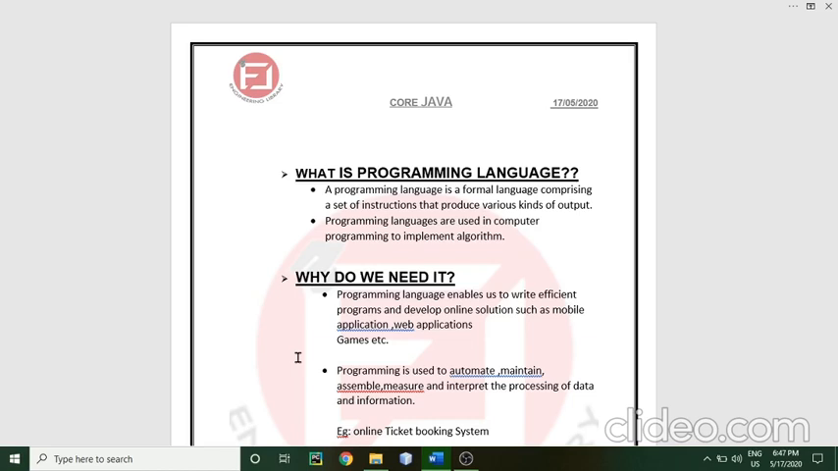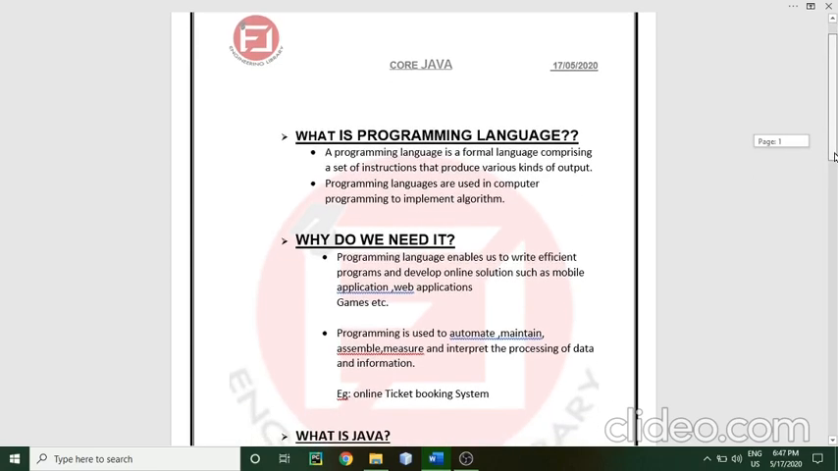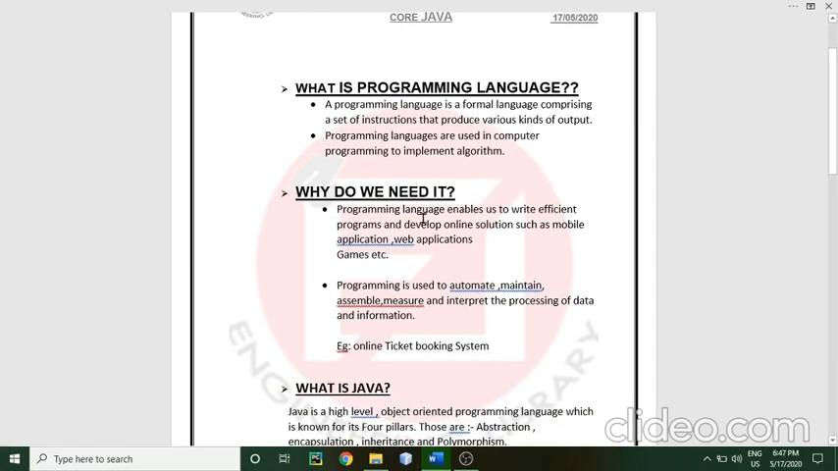What is a programming language? A programming language is a formal language comprising a set of instructions that produce various kinds of output. Programming languages are used in computer programming to implement algorithms. Now, let's understand why we need it. Programming languages enable us to write efficient programs and develop online solutions such as mobile applications, web applications, games, etc. Programming is used to automate, maintain, assemble, measure, and interpret the processing of data and information. Example: online ticket booking system.